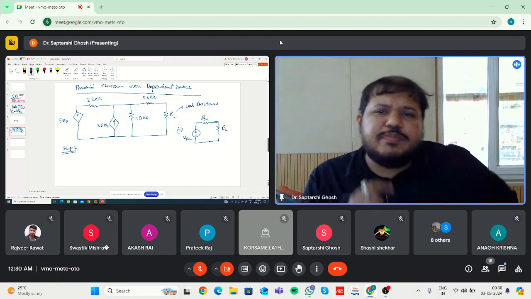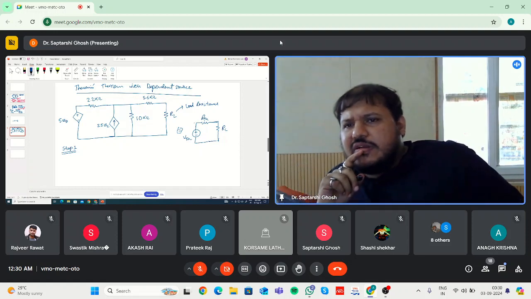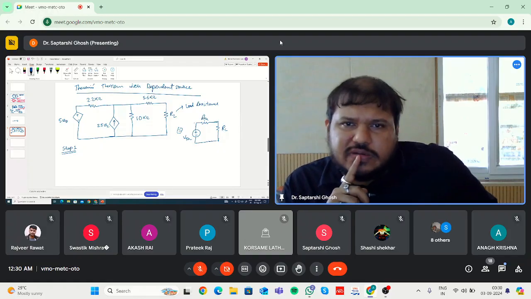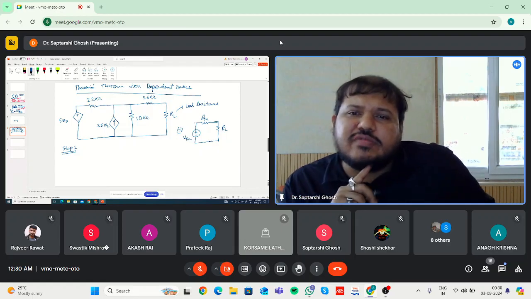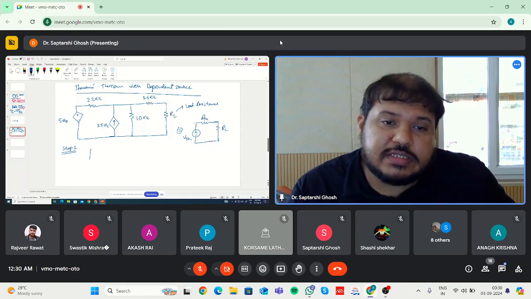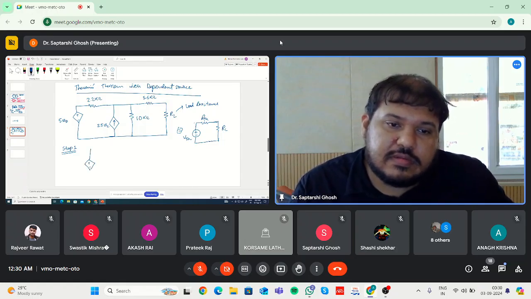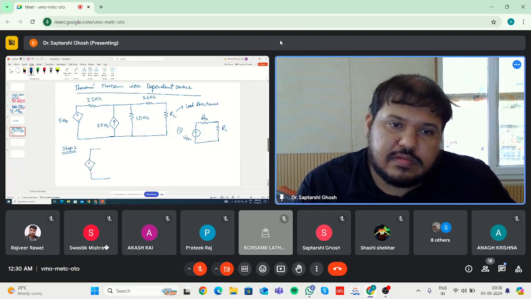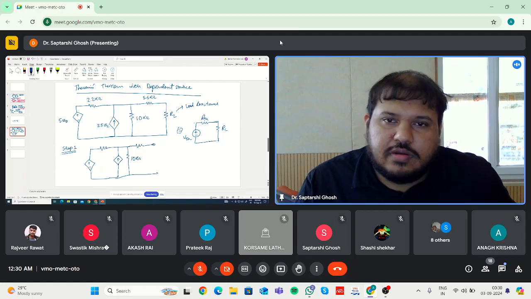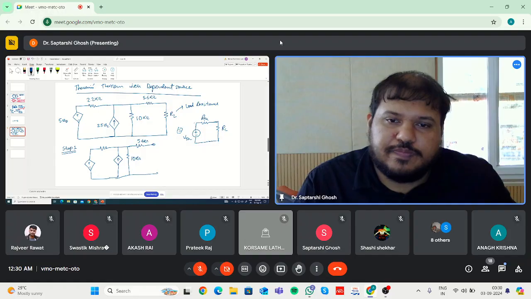The first step, we have to remove the load resistance. In Norton's, you have to replace the load with a short circuit. In Thevenin's, you have to replace the load with an open circuit. That means your circuit will look like this. This is 5.6 kilo ohm.